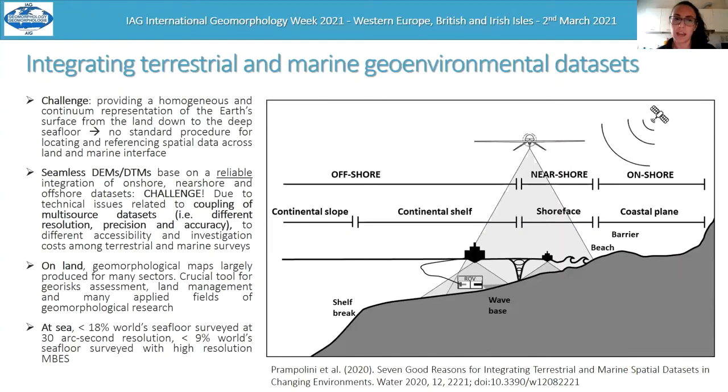Indeed, on land, we can have geomorphological maps that are largely produced for many areas and are crucial for georisk assessment and land management and other geomorphological fields. While at sea, less than 18% of the world seafloor is surveyed at 30 arcsecond resolution, and less than 9% of the world seafloor is surveyed with high resolution multibeams, that is a resolution comparable to the one reachable on land.